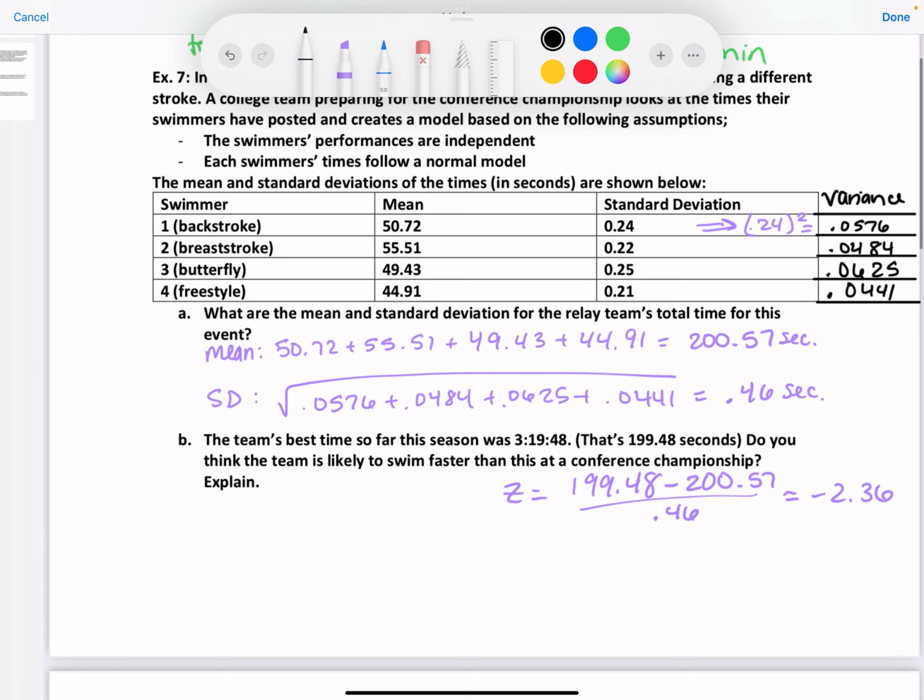So basically, just so that you can see a visual of what we're looking at, we've got a mean value here in the middle of 200.57 from what we found up here for the total race. They want to know if they can basically get anything less than this, if they could do better than this. So we're going to take... I remember this.